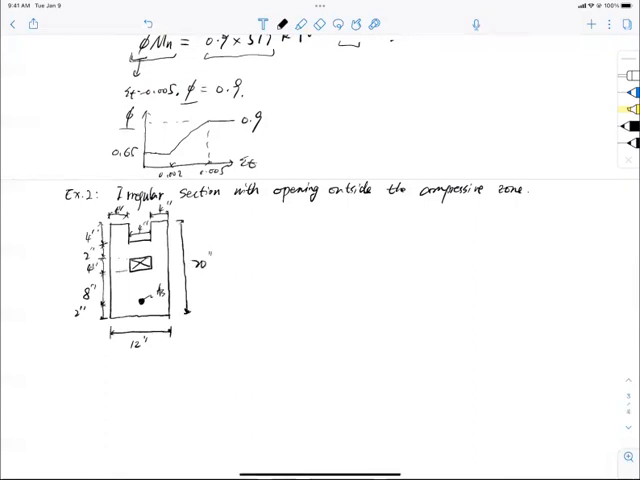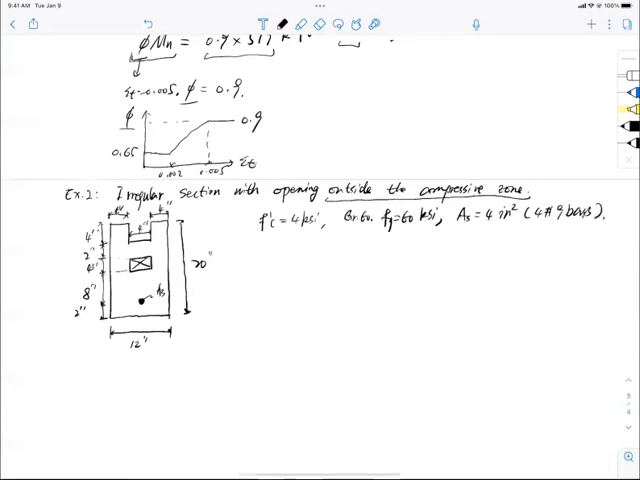So that is a very weird irregular section with an opening that may or may not fall inside the compressive zone. We'll talk about that. F prime C equals 4 ksi, same concrete, grade 60, which means Fy is 60 ksi. I provide the area of steel already, to save you the trouble of analyzing or designing for it: 4 number 9 bars, 4 inches squared of steel. I'm asking you to find out phi Mn. That's the second example.